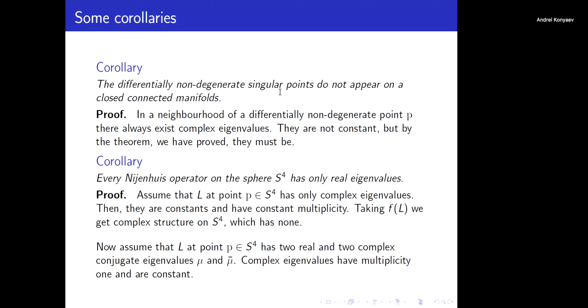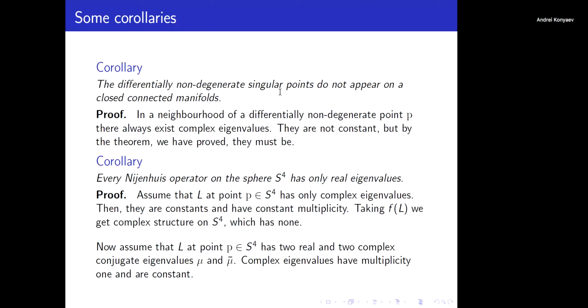It goes like this: every Nijenhuis operator has only real eigenvalues. It means that you cannot have complex eigenvalues. It means that, well, if there is a Nijenhuis operator, then it looks like this, right? It cannot have complex eigenvalues. How do we prove it? Well, the main result is a classical theorem by Girard.